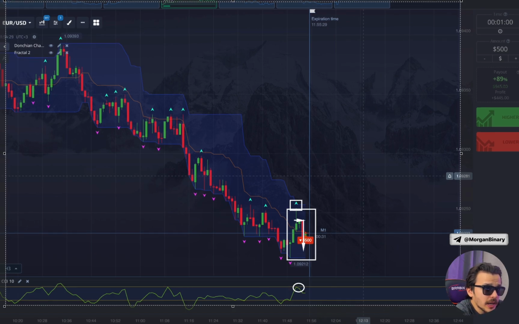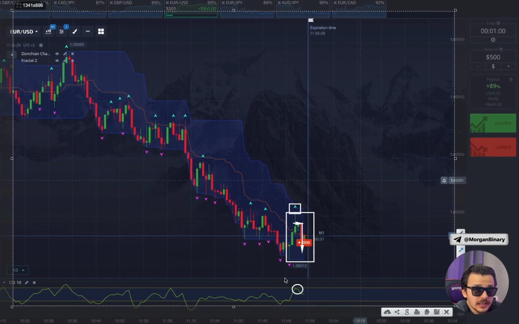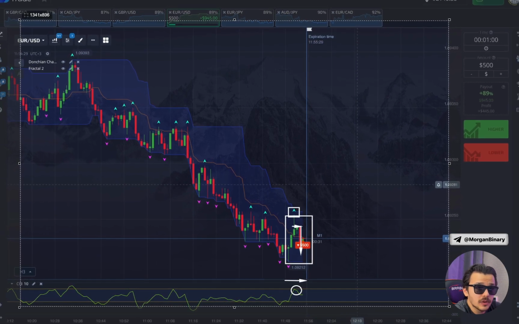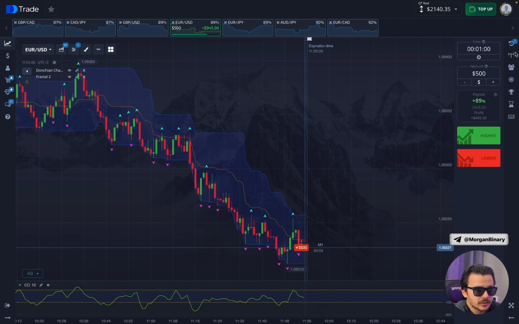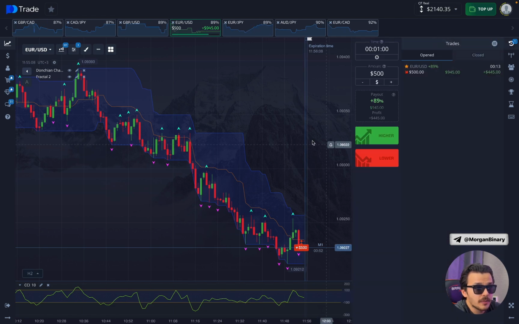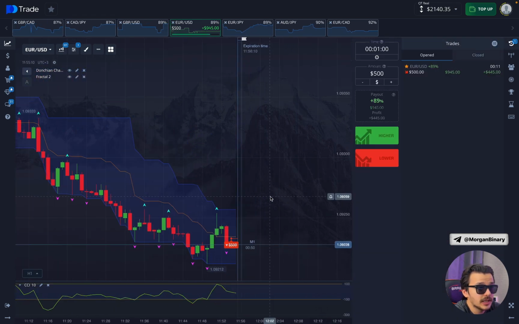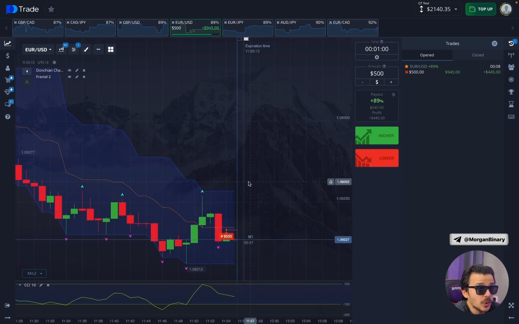Actually, on this pullback, I decided to play back and I opened a trade on the downside. Here we also touch the overbought area, and we also have a candlestick pointing downwards. So here we open the trade on the downside. So let's watch the result.